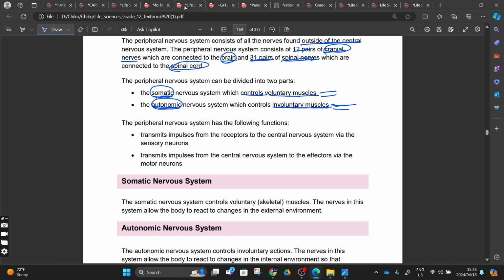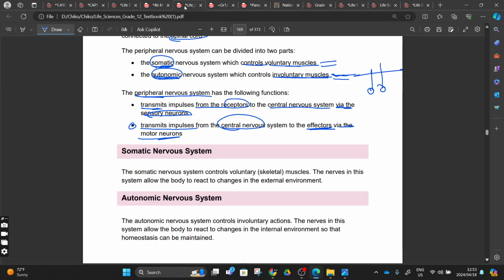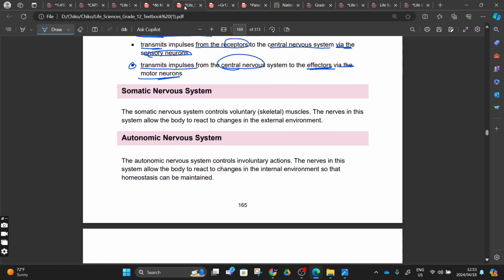The peripheral nervous system has the following functions. It transmits impulses from the receptor to the central nervous system via the sensory neuron. The second is the motor neuron: it transmits impulses from the central nervous system to the effectors. Now that you know the function of the sensory neuron and the motor neuron, you understand what is happening in the peripheral nervous system, and you can explain it to someone.